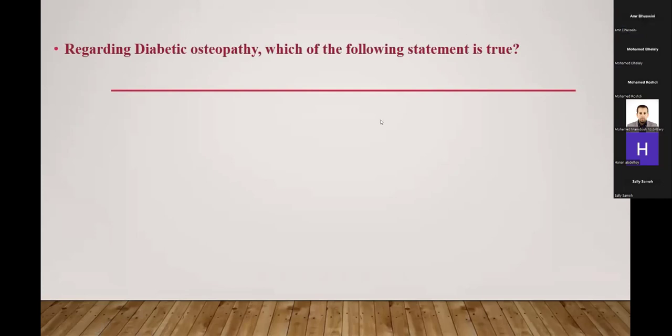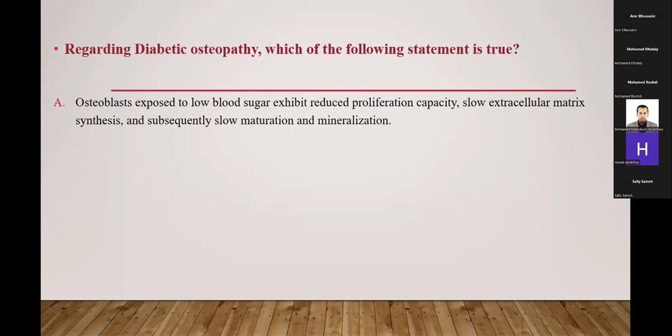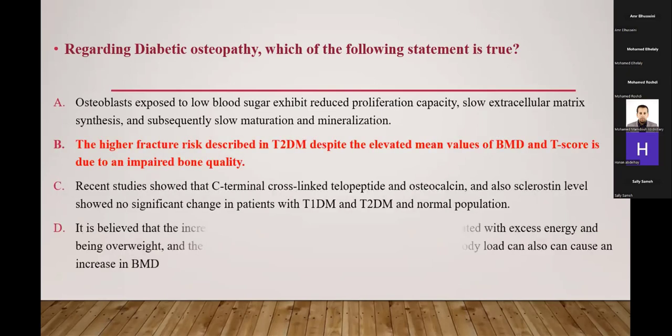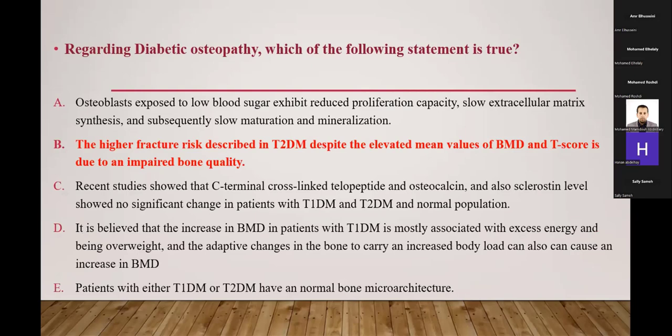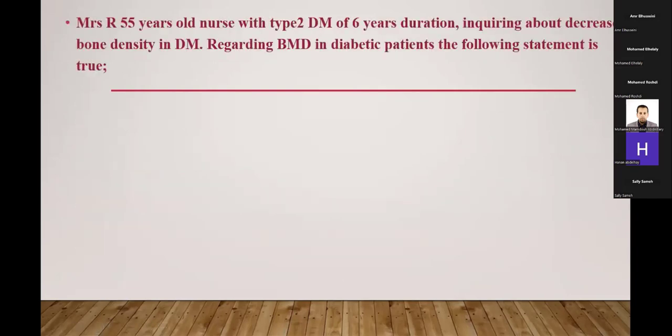Regarding diabetic osteopathy, which of the following statements is true? The answer is B: the higher fracture risk described in type 2 diabetes, despite the elevated mean values and T-scores, is due to impaired bone quality.